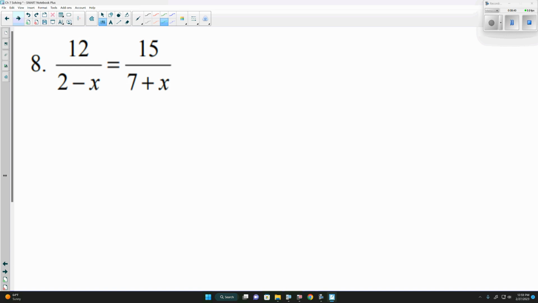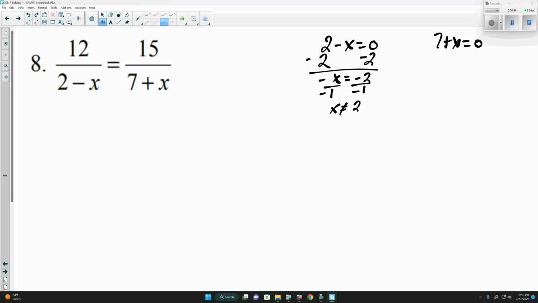So here, if we found the restrictions, we would subtract 2, telling us that negative x is equal to negative 2, or really that x is equal to 2, because 2 minus 2 is 0, so x cannot be 2. And for the other one, we would minus 7, telling us x cannot be negative 7. So we can't have positive 2 or negative 7.